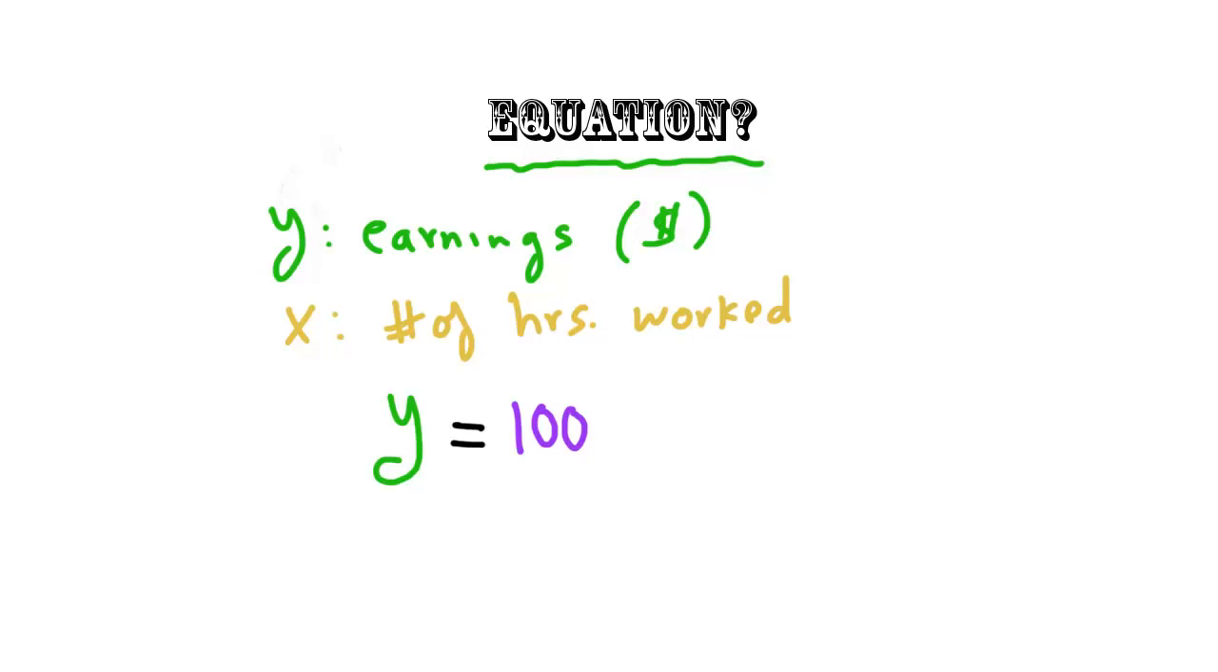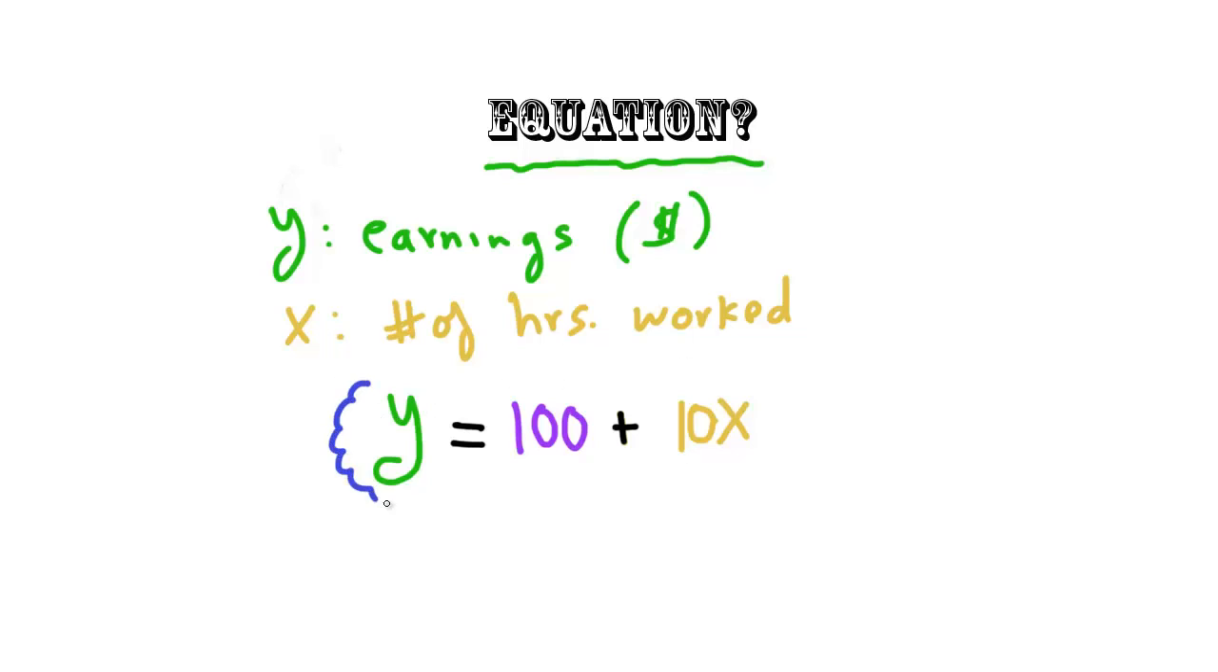Now, for every hour that he worked, he'll get an additional $10 added on to his earnings. So it's going to be added on. Let me make it this color in here. Plus, added on to x, the number of hours worked, we have to multiply that by 10, because if x were 1, it will be 10. If x were 2, we want it to be 20. So it's going to be multiplication between the 10 and the x. This looks pretty good here.